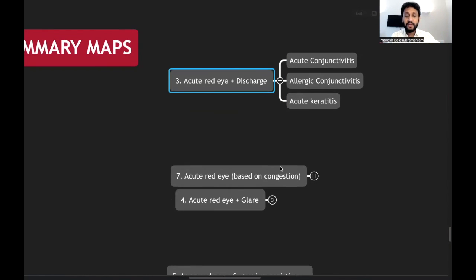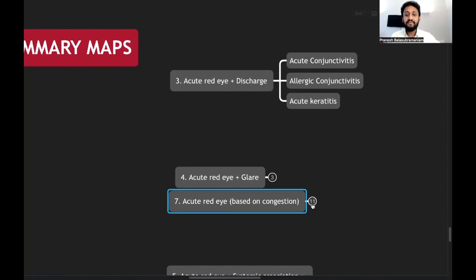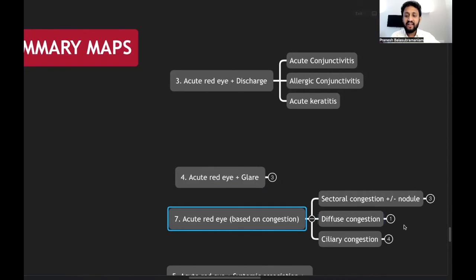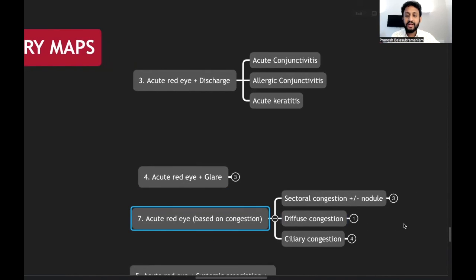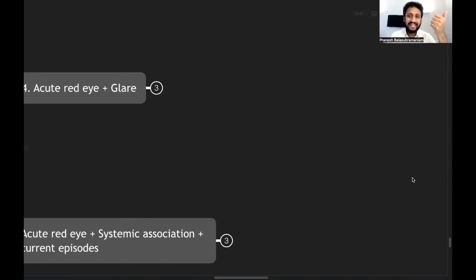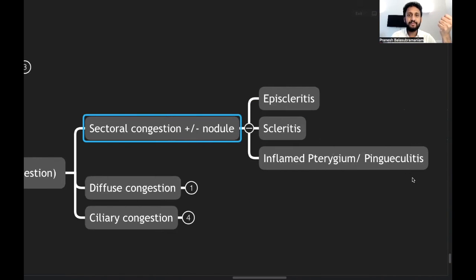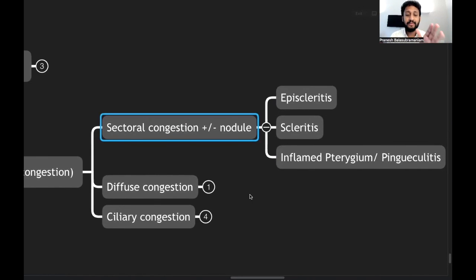Now, the acute red eye based on what type of congestion is being involved. I said we have either sectoral congestion, diffuse congestion, or ciliary congestion. Sectoral means one part of the area is getting involved. The conditions are episcleritis, scleritis, and inflamed pterygium or pingueculitis, being the differential features of sectoral congestion with or without a nodule. You can also have a sectoral hemorrhage in subconjunctival hemorrhage. Remember that as well.